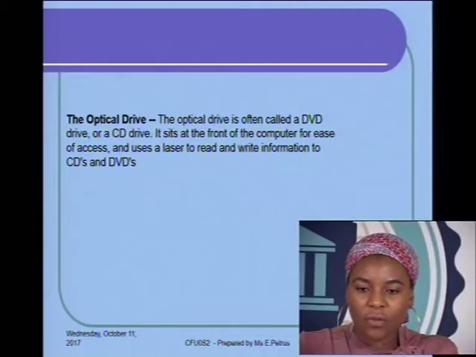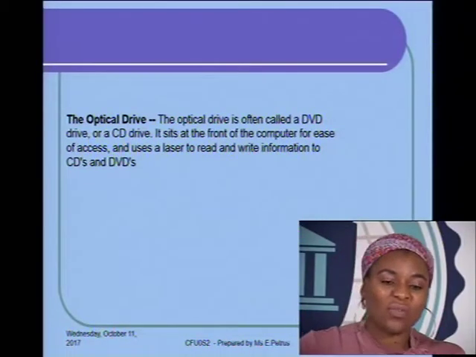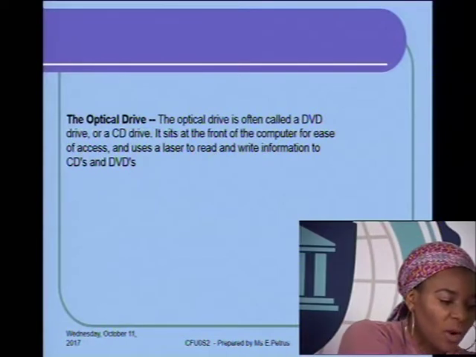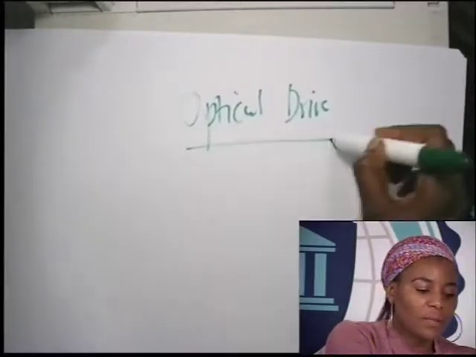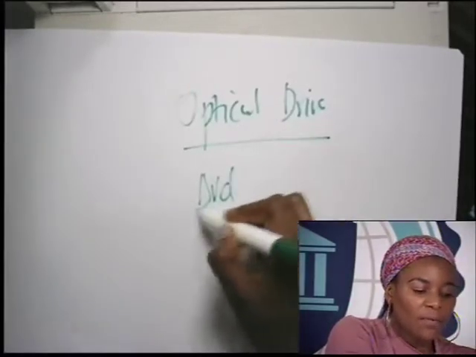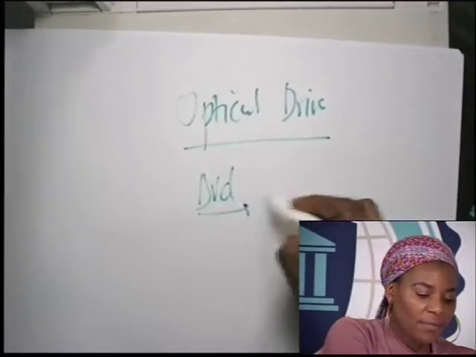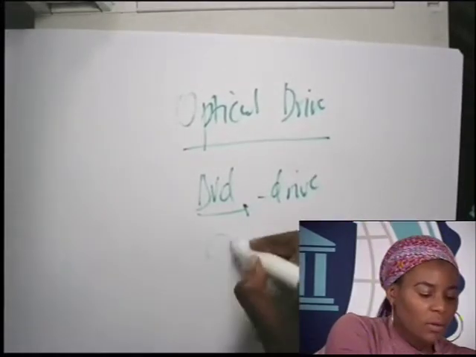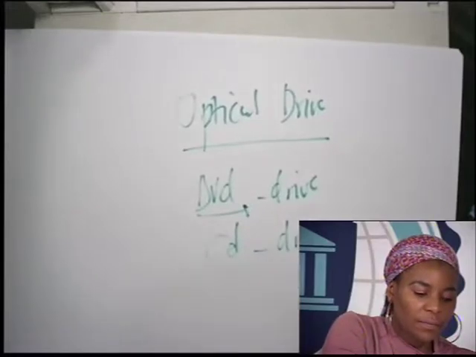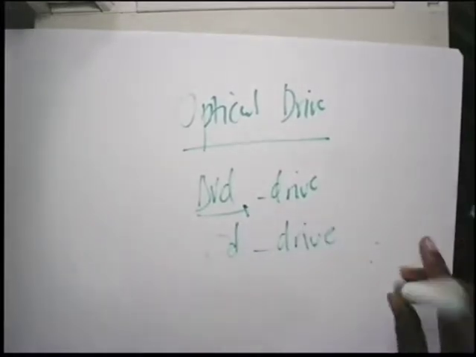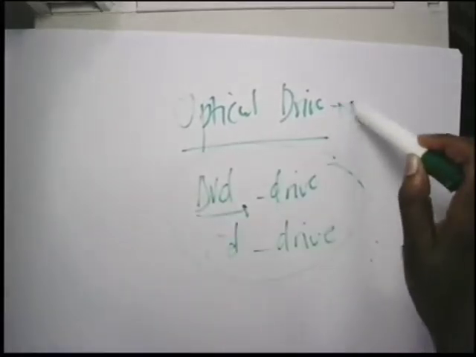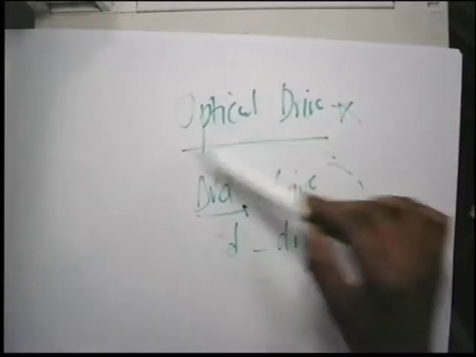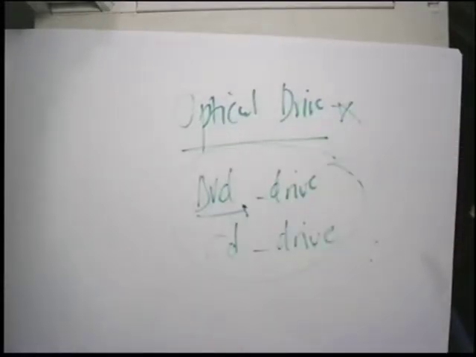So we have another component, the optical drive. An optical drive is often called a DVD drive. Most of you have also heard of an optical drive. A computer is made up of this. An optical drive has a DVD drive, right? It has what we call a CD drive. So basically, most of the time we play movies or music via CDs or DVDs, and that is because the computer also has this kind of component called an optical drive.